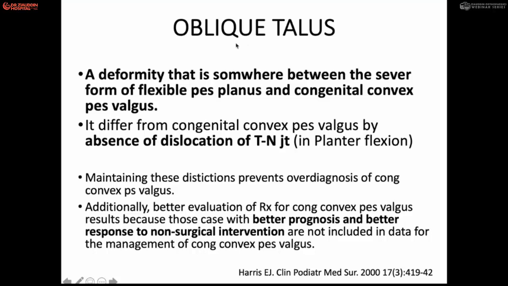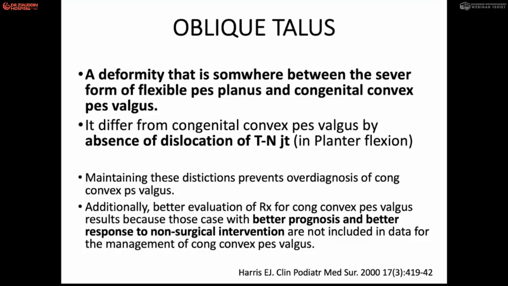So the oblique talus, which is very common, we can define as a deformity that is somewhere between the severe form of the pes planoflexus and the rigidus deformity. It differs from congenital vertical talus by the absence of dislocation of the talonavicular joint on plantar flexion. Maintaining these distinctions prevents over-diagnosis of congenital vertical talus, and additionally allows better evaluation of treatment results, because in those cases there is a good prognosis and better response to non-surgical treatment.